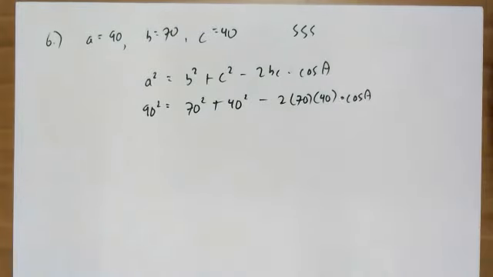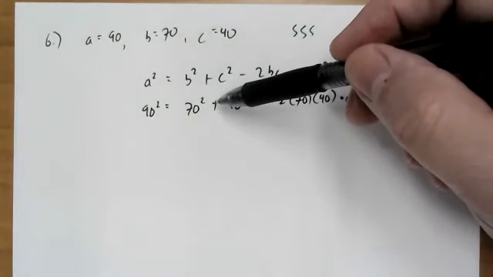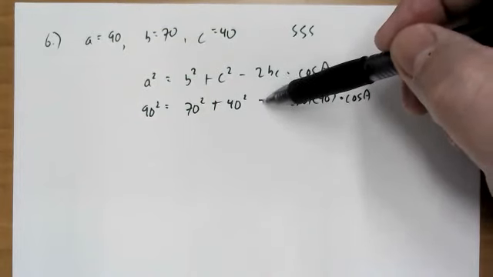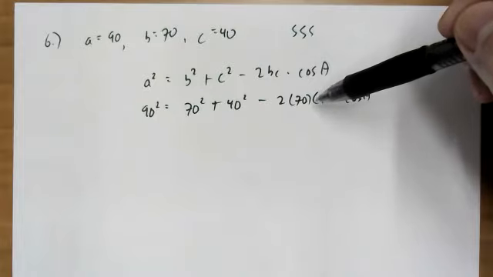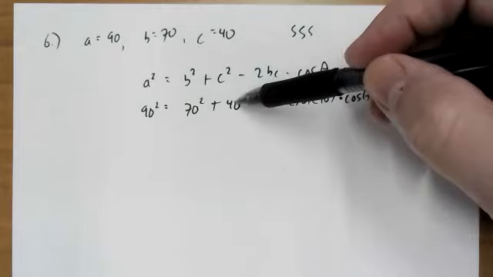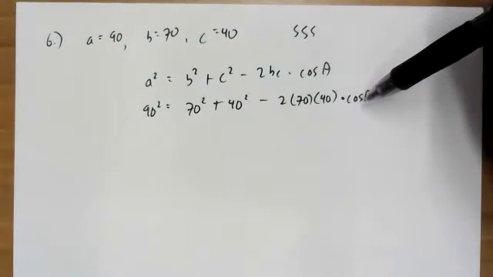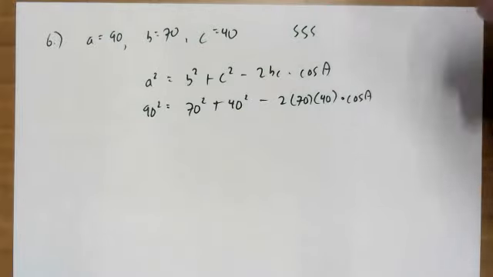Now here's a common error I see students make. They want to take the 70 squared and add 40 squared, and then they want to subtract 2 times 70 times 40. Well, you can't do that. Order of operations says you can add these together, move these to the other side, and then we can solve for cosine of A. So I'm going to do that.